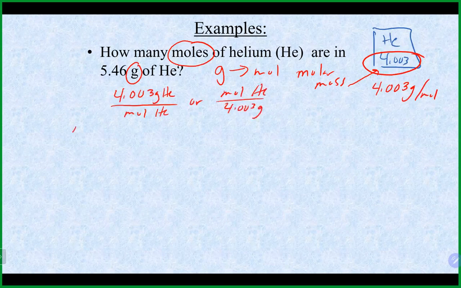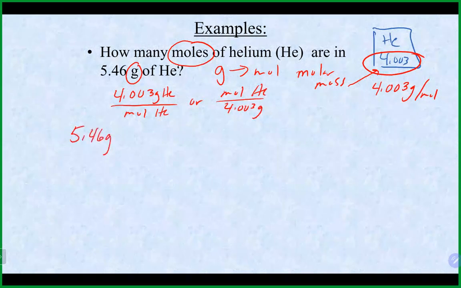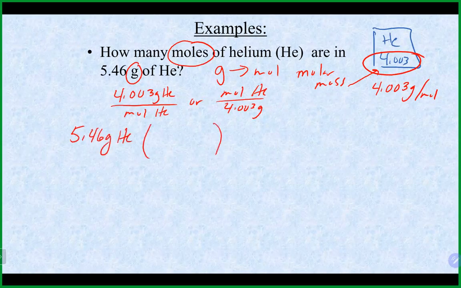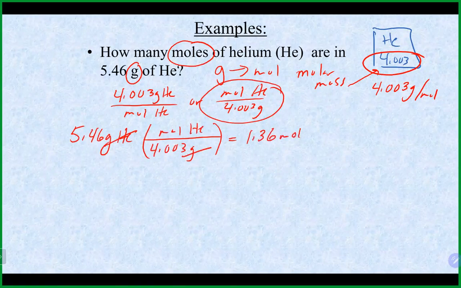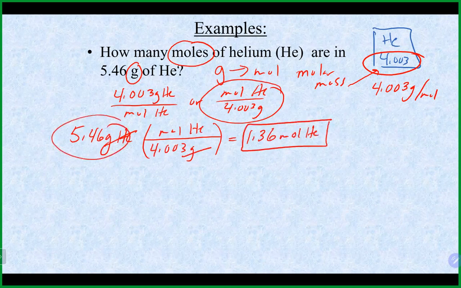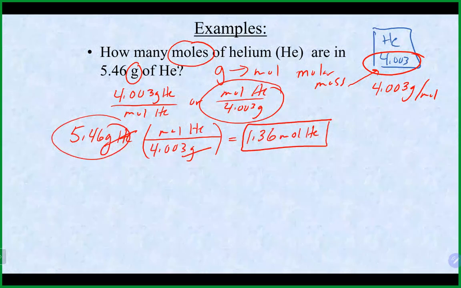So we're going to start with our 5.46 grams of helium. We're just going to do a little dimensional analysis here. We want to take the grams and put them on the bottom so that they cancel. This will give us 4.003 grams per mole of helium. Once again, the grams will cancel, and that'll leave us with 1.36 moles of helium. Significant figures are based off of the original number, which was 3 significant figures as well.